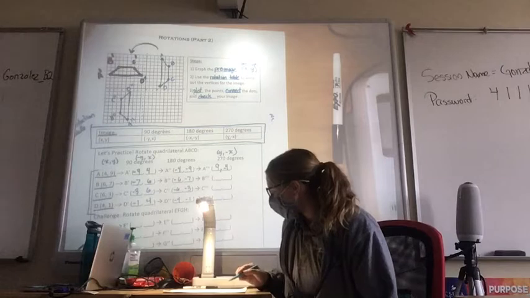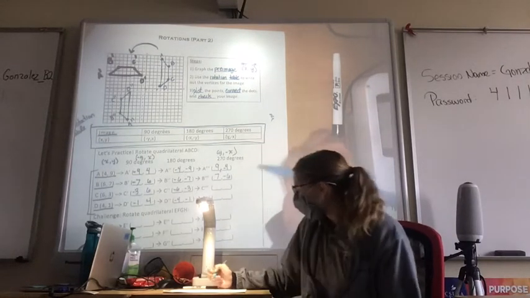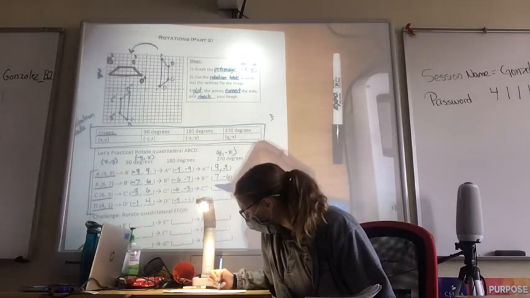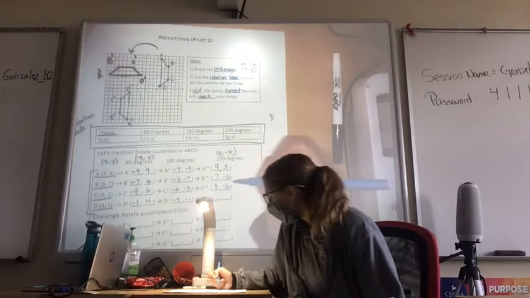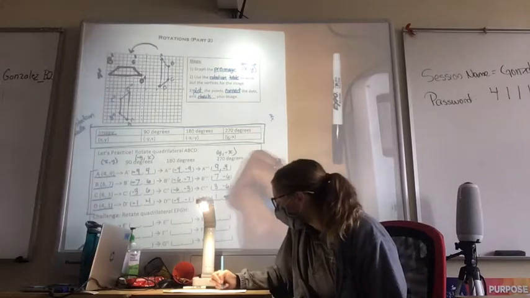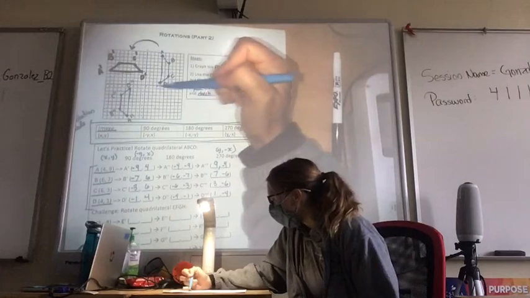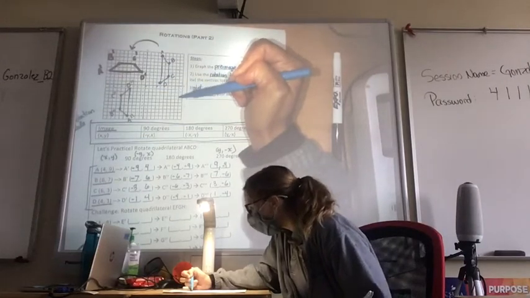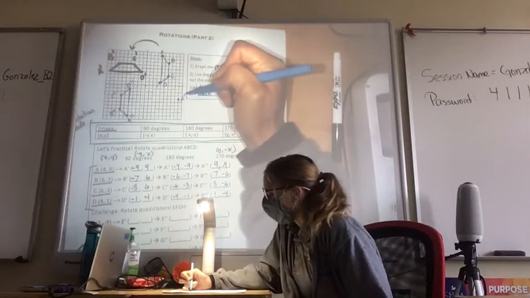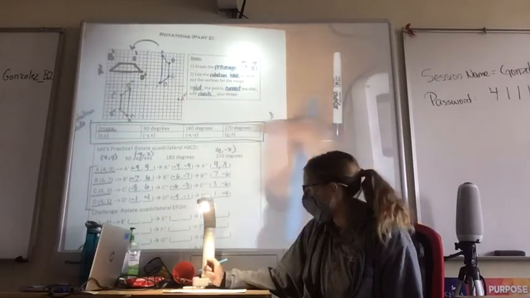B triple prime is going to end up being 7, negative 6. C triple prime is going to end up being 3, negative 6. And D triple prime is going to end up being 1, negative 4. And I can plot these. A triple prime is at positive 9, negative 4. Call it A triple prime. It's super important that you label it A and then 3 little dashes up top.